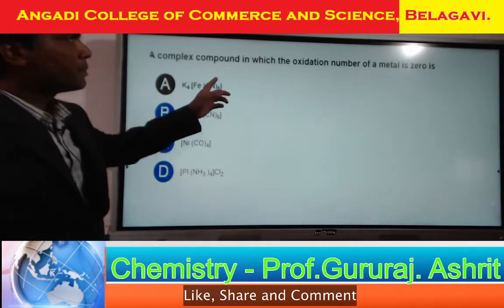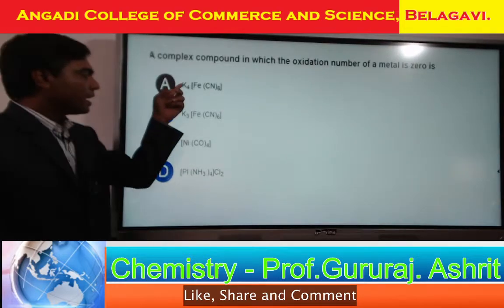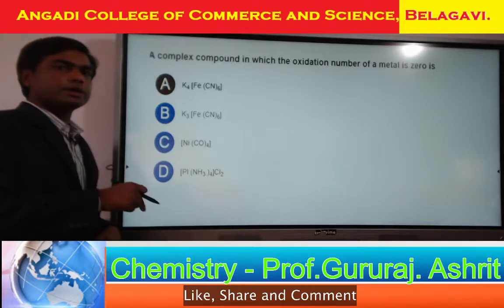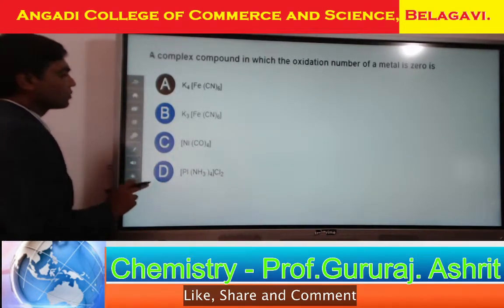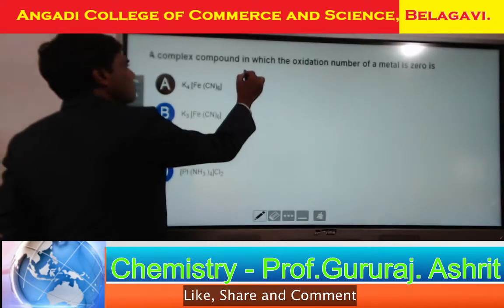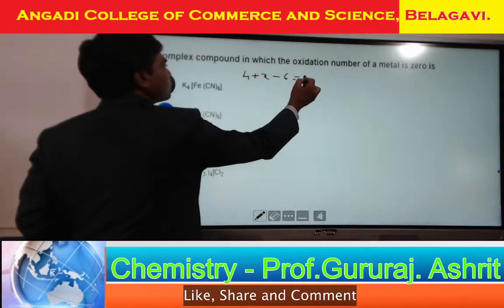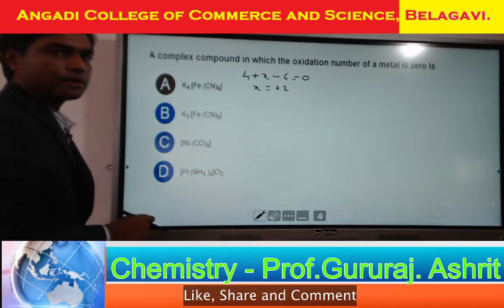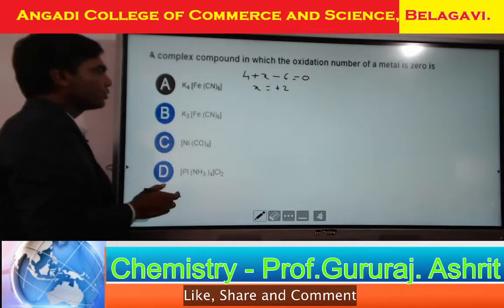A complex compound in which the oxidation number of the metal is 0. He has given 4 complex compounds. You have to identify which metal has a 0 oxidation state. So for your sake, I will solve all the 4 questions. You can identify easily. 4 plus x minus 6 is equal to 0. X is equal to +2. Directly I have solved. If you are perfect in the first chapter, redox reactions, you can easily calculate.